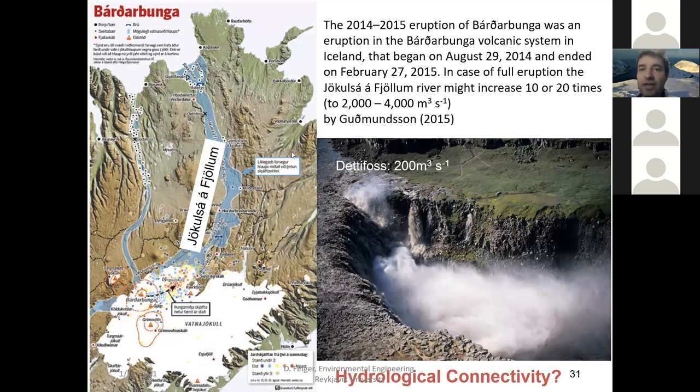And this could have led to a huge flooding, where estimates according to hydrological simulations estimate that, for example, at Dettifoss, one of the big waterfalls in northern Iceland, the flow would have increased to 10 to 20 times the natural flow. And it's actually one of those aspects where you have a very high dynamic in the water flow, where hydrologists can investigate hydrological processes.